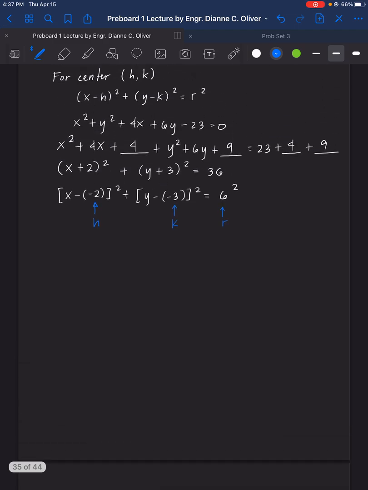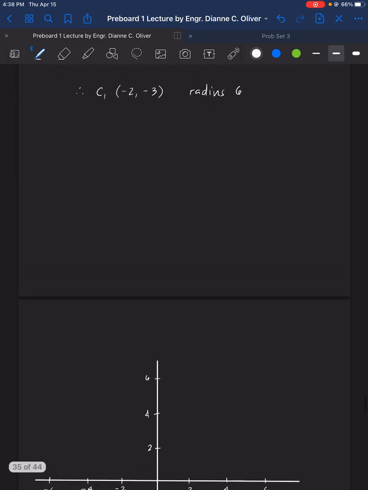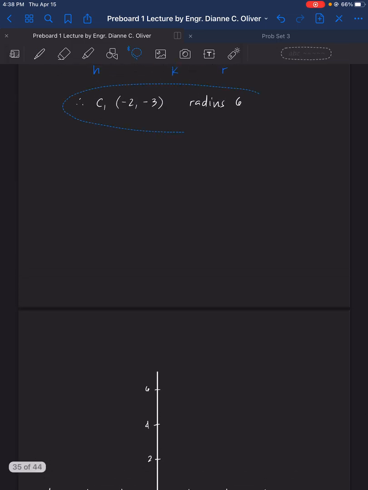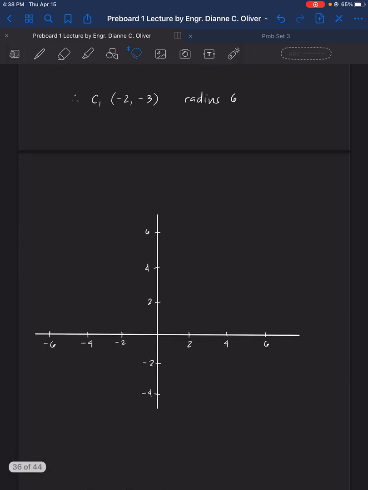So using this information, the center is (-2, -3), and then we have there the radius, 6 units. Let's use that information in sketching the circle. Okay, so let's have this circle here.